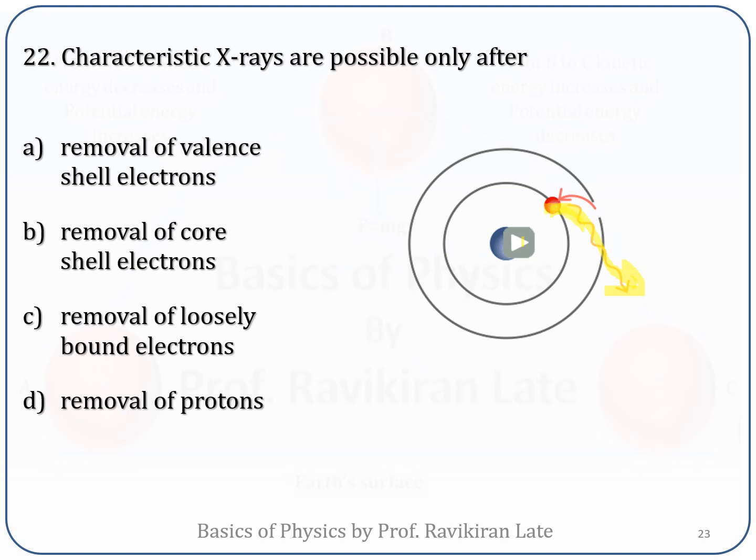This means when the inner shell electron is removed from the atom, an electron from the outermost shell will jump to the innermost level, and during this process a photon is emitted. So the answer for this question is the removal of core shell electrons, which gives the characteristic X-rays in the spectra. So option B is the correct answer for this question.